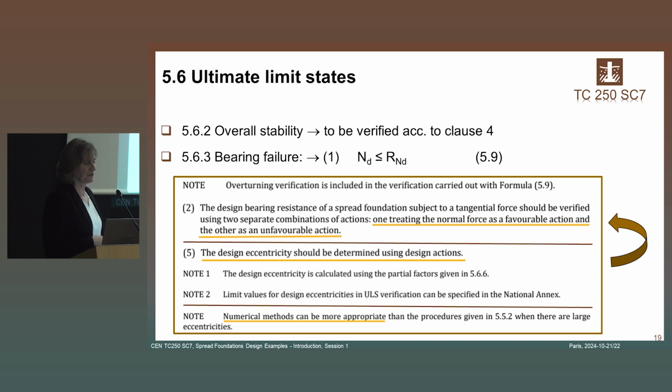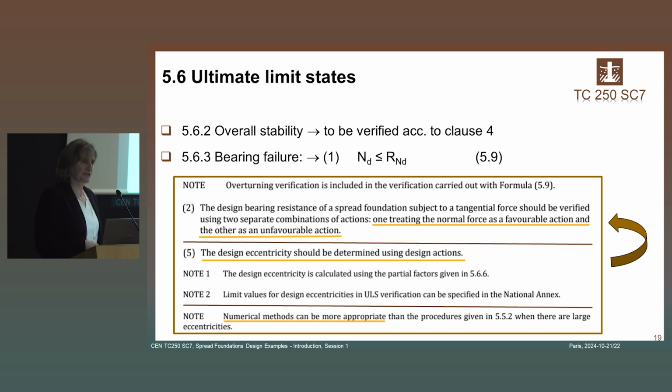Now let's go over to the verification. For overall stability, reference is made to clause 4. For bearing resistance failure, we have here the limit state function, not in the probabilistic way as this morning, but here in the regular partial factor method approach, with the design value of the normal force in the footing base compared to the normal resistance in the footing base.